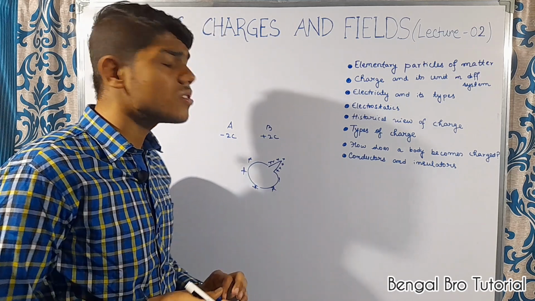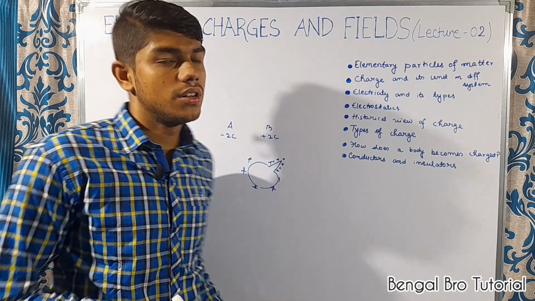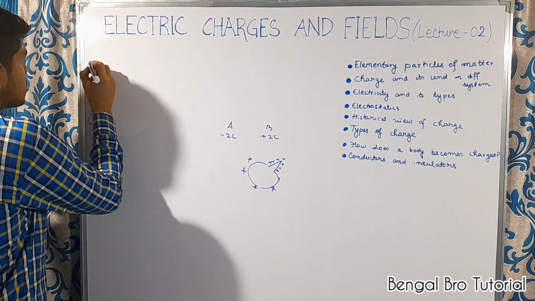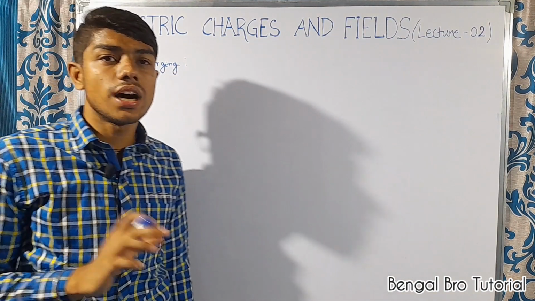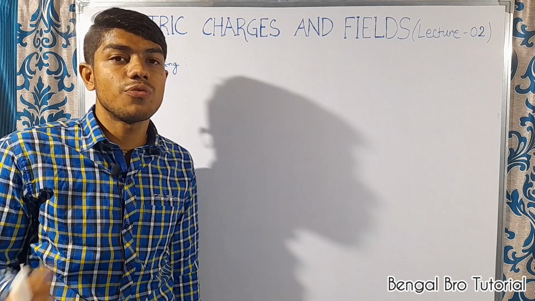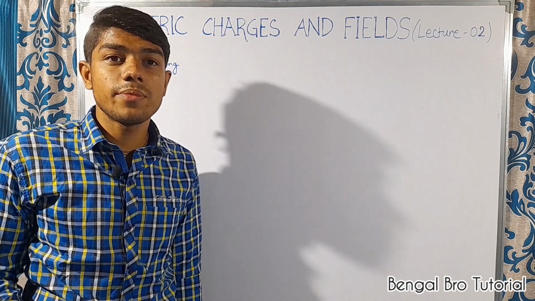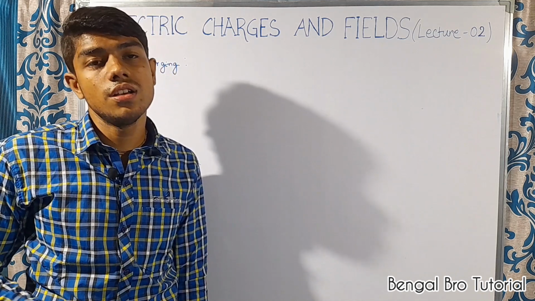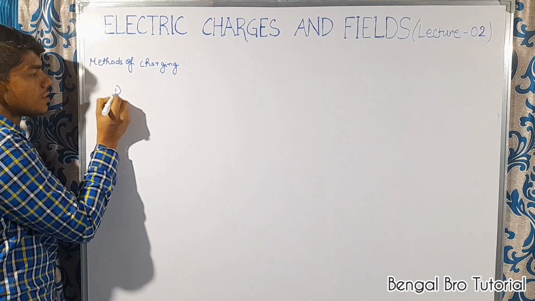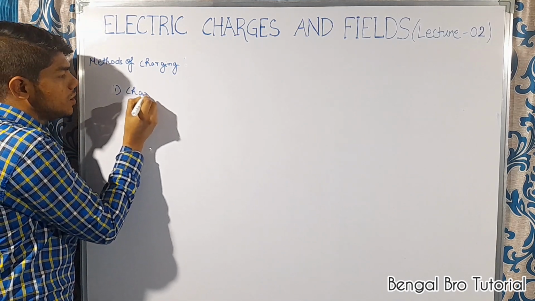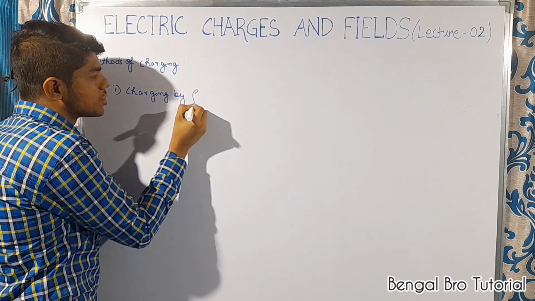Alright, so finally we can start today's class with a new topic, which is the method of charging. Now we are going to see how we can charge different bodies by transfer of electrons. Means, what are the different methods by which electrons can be transferred from one body to the other so that we can charge the bodies. The first method is charging by friction.